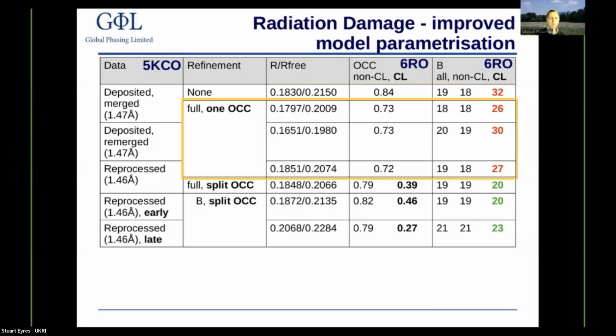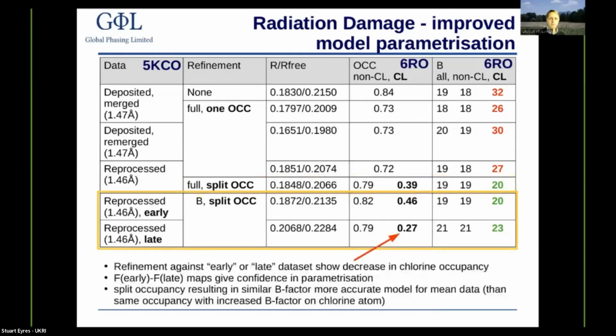Re-refinement using BUSTER results in a similar picture. Independent of the type of data that we use, original, re-merged, or reprocessed, it doesn't matter. The temperature factor for the chlorine atom just sticks out. What we can do, however, is to split the occupancy of the compound atoms into one for the chlorine alone and a grouped occupancy for all others. In that case, the temperature factors will become much more similar, 19 and 20, while it's the occupancies that start to differ, 0.79 versus 0.39.